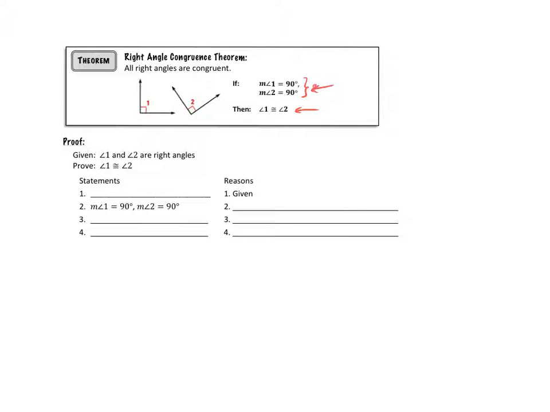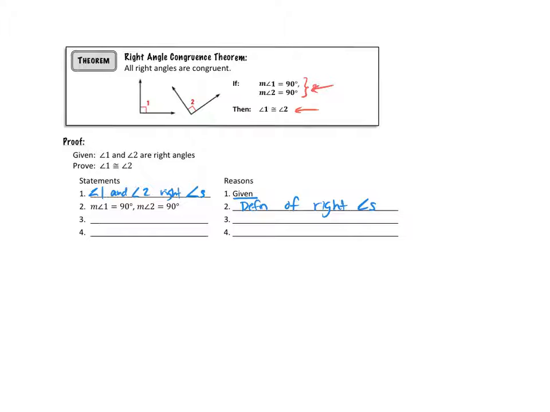Alright. So, in our proof of this theorem, our first reason is given, so I'm just going to copy my given statement exactly as it's written. We can use the angle symbol, alright, to substitute for the word angle, and then if it's angles, you put the S. Alright. So where do we get statement 2? Well, if angle 1 is a right angle, then by definition, its measure is 90 degrees. So this comes from the definition, and I will sometimes abbreviate this as DEFN for definition. All right, definition of right angles.